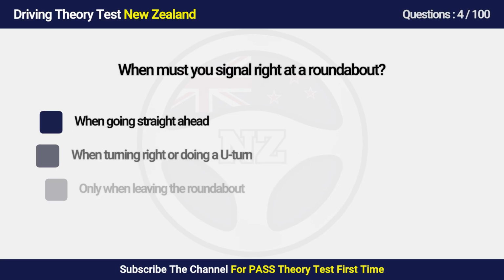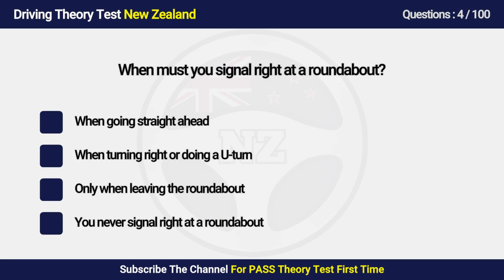Question 4. When must you signal right at a roundabout? A. When going straight ahead. B. When turning right or doing a U-turn. C. Only when leaving the roundabout. D. You never signal right at a roundabout.